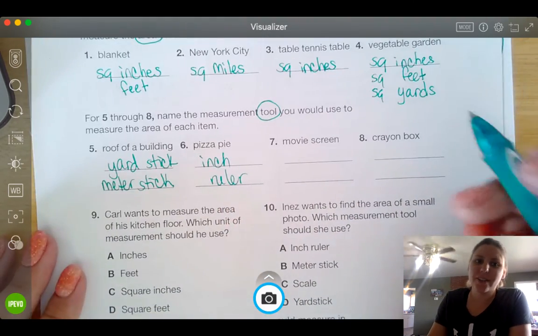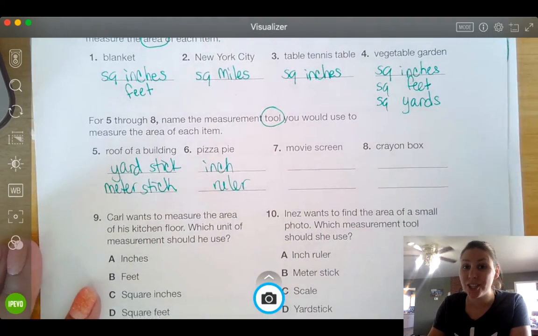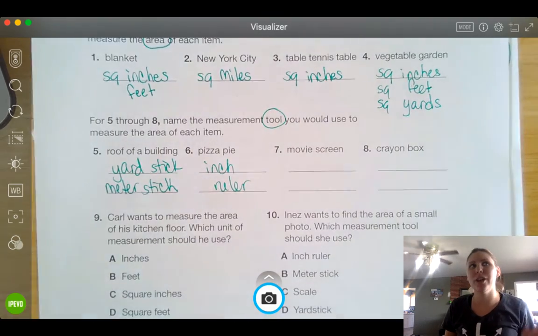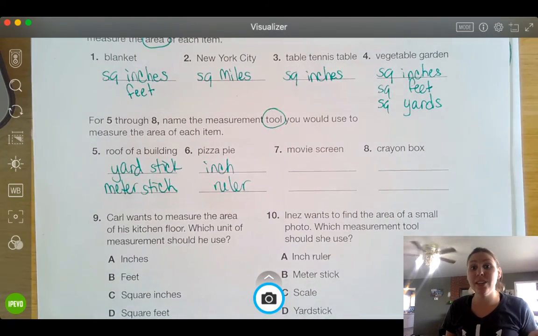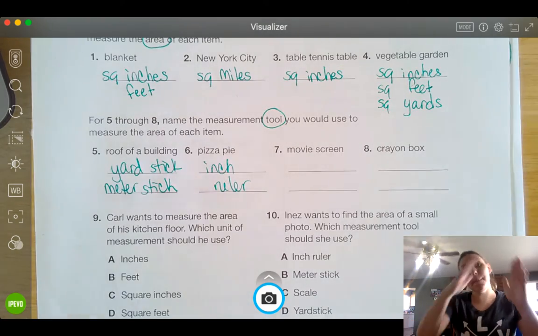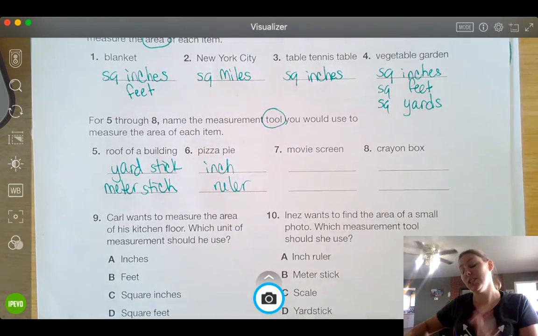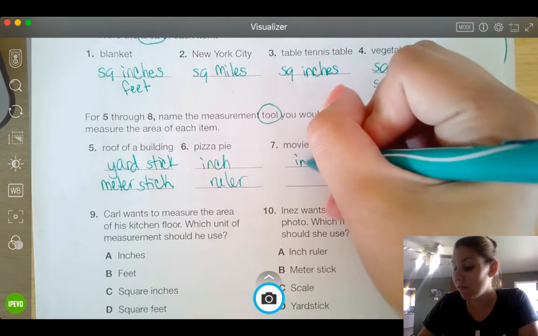And movie screens are measured in inches. If you go to the store and you're like, oh, I need to buy a new TV, or if you go to the movie theater and you see that's the big screen, they measure diagonally in inches. So they use an inch ruler.